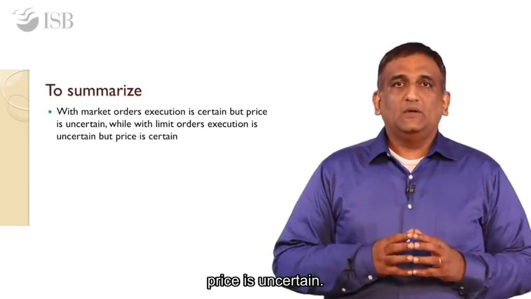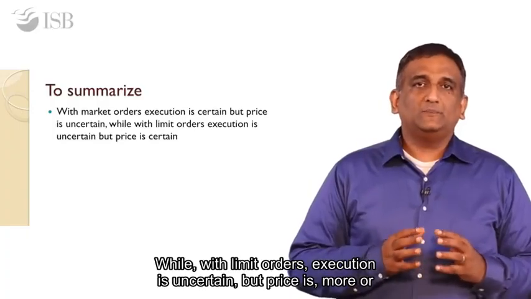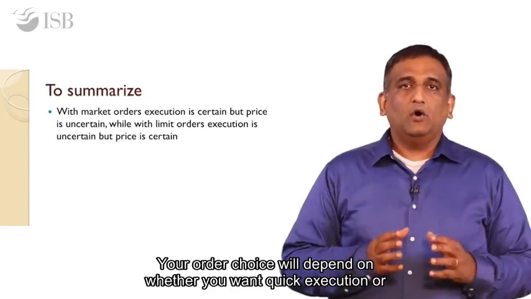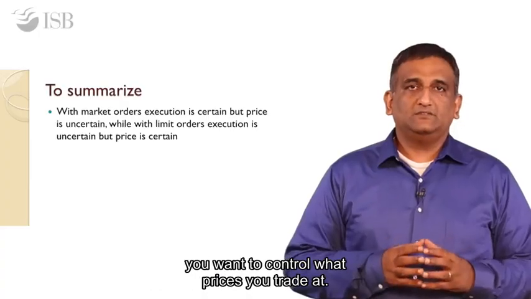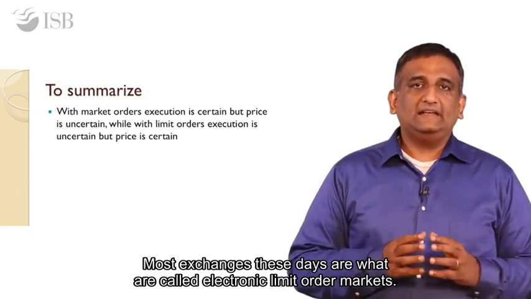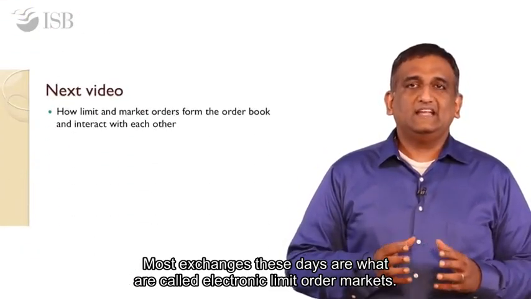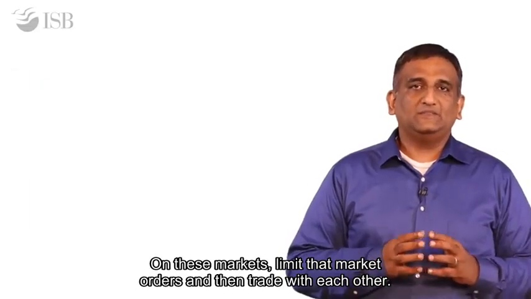Your order choice will depend on whether you want quick execution or you want to control what prices you trade at. Most exchanges these days are what are called electronic limit order book markets. On these markets, traders submit limit and market orders and trade with each other. Next time, we will see how limit and market orders form the order book and interact with each other.